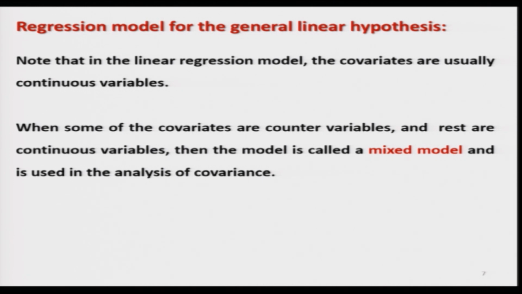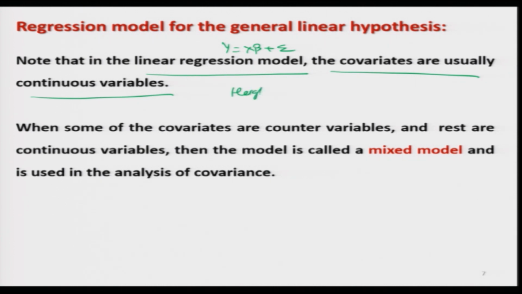And you have to just remember one thing, that when we consider the same model y equal to x beta plus epsilon as a linear regression model, then these covariates are usually continuous variables. Right, means they can take any real value. For example, height can be 150 centimeters, 160 centimeters, 150.5 centimeters and so on.